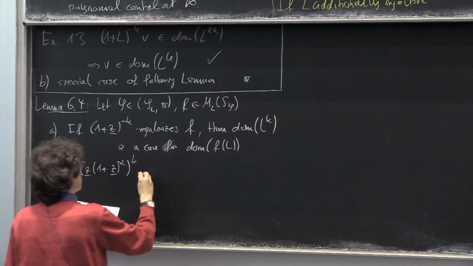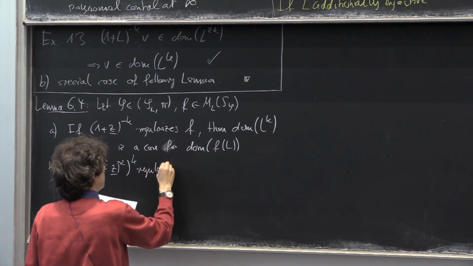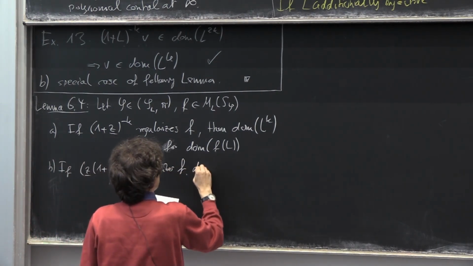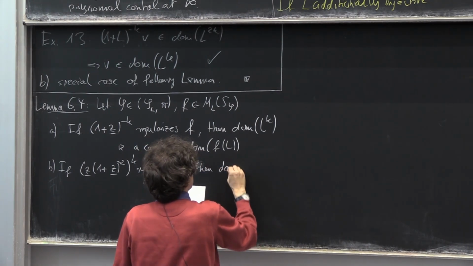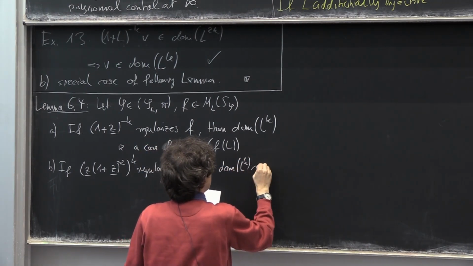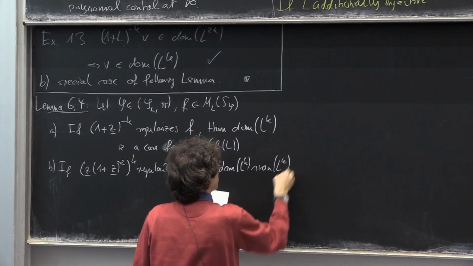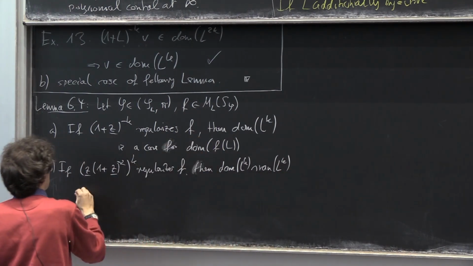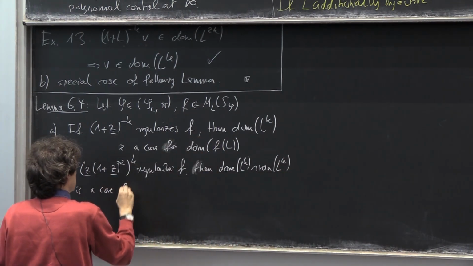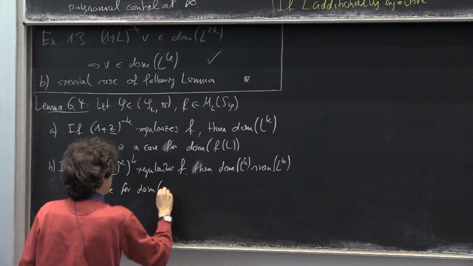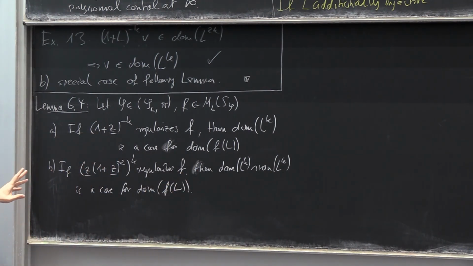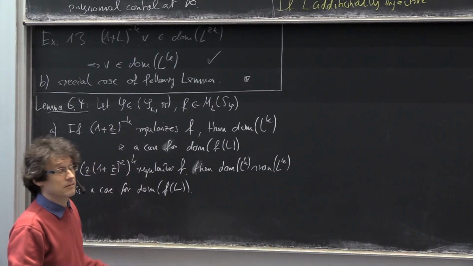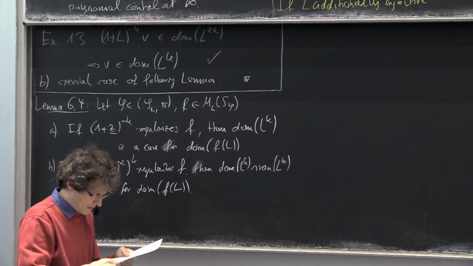then not only the domain, but the domain of L to the k intersected with the range of L to the k is a core for the domain of f of L. And if you plug in f being the fractional power, you get exactly b up there.